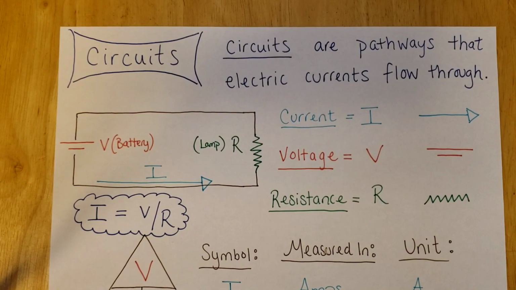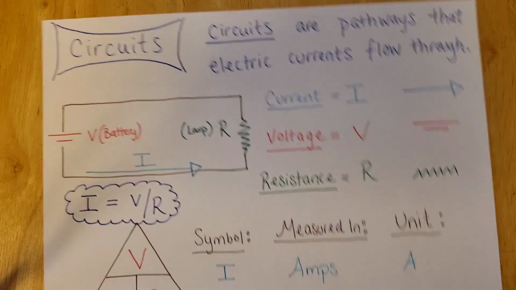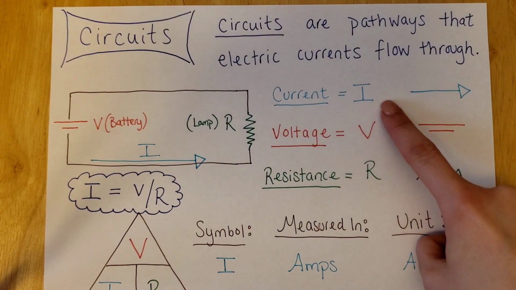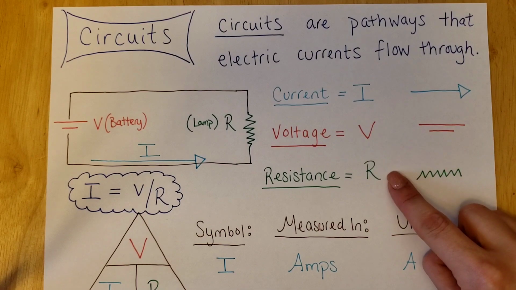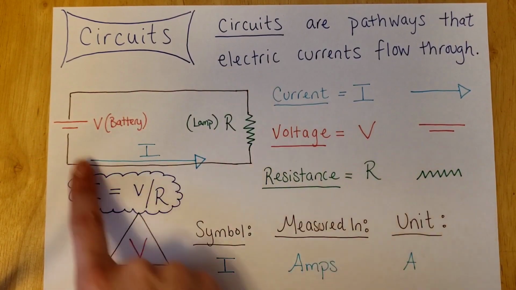Everyone, today we're going to learn about circuits. Circuits are pathways that electric currents can flow through. We learned about electric currents last week using Ohm's law, where we learned about these three words: current, voltage, and resistance. Now we're going to put those into a picture called a circuit.